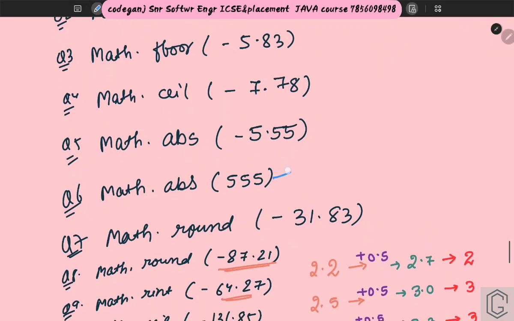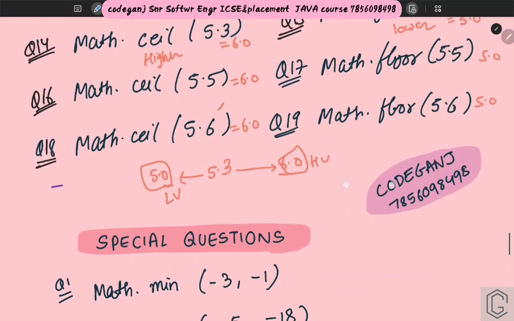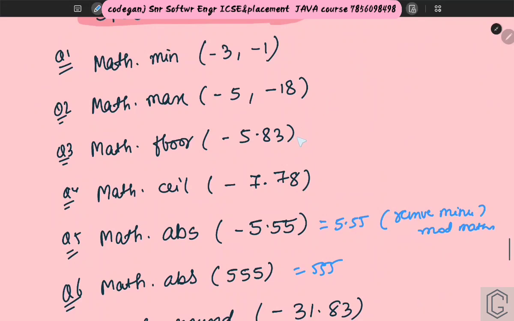And then there is something called Math.abs. abs does what? It will give you the absolute value. It will remove your minus. It works like mod in maths. If there is no minus, it will be the same. Understood? Suppose you have Math.floor of minus 5.83. What does floor give? Floor will give you the lower value. Which is lower? This is lower, guys. It is a negative number, so this is more lower, so the floor will give you minus 6.0.